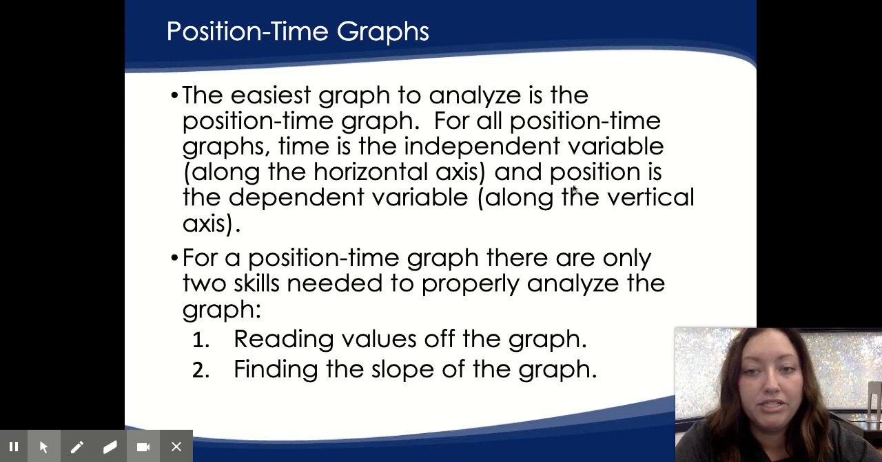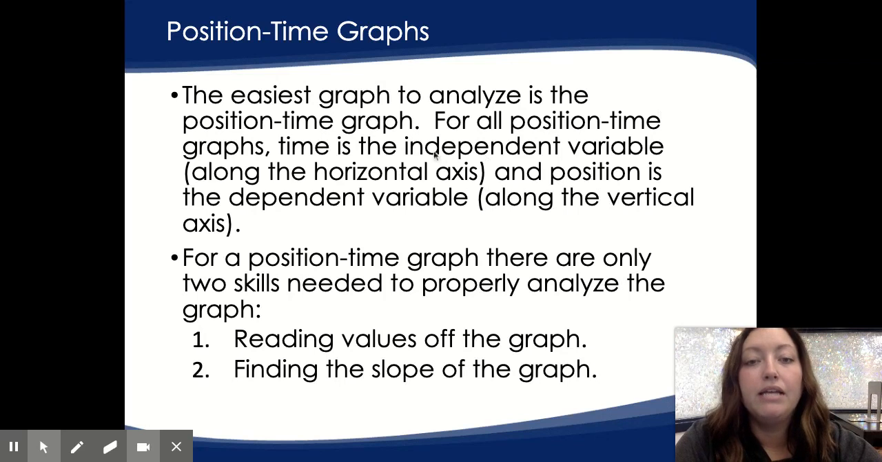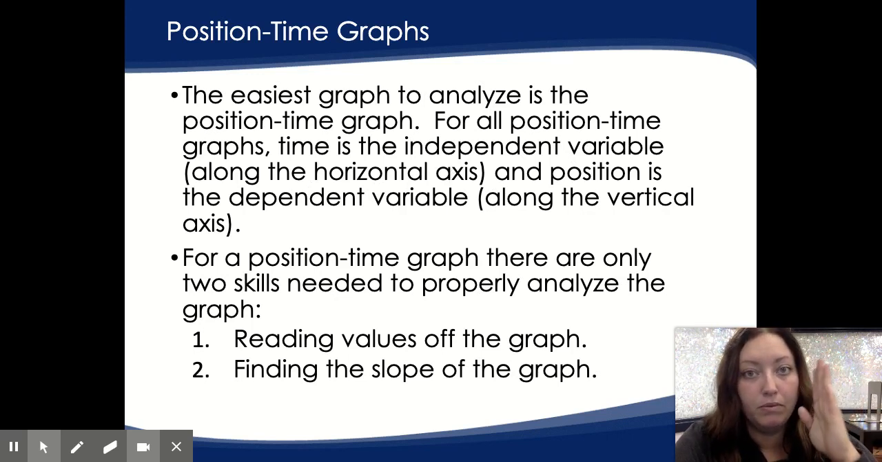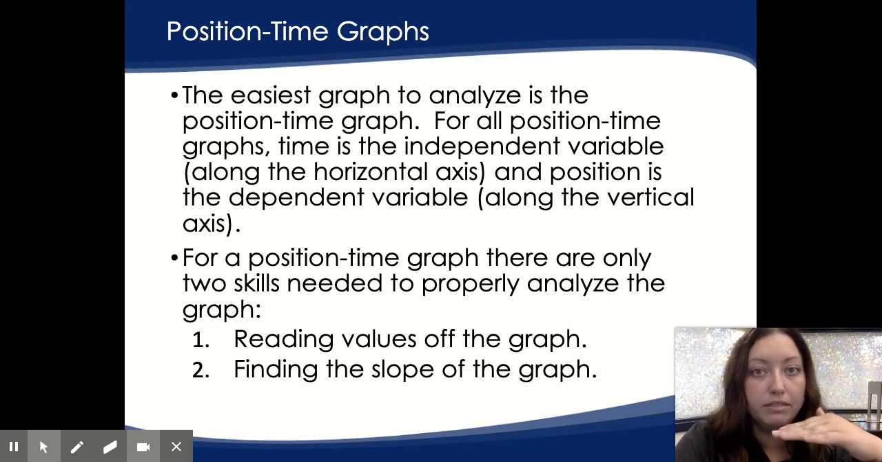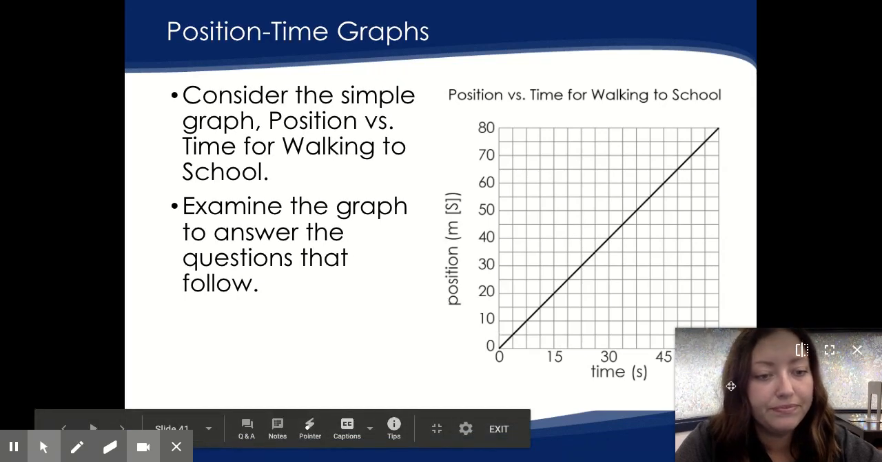For all position and time graphs, no matter how the question reads or the situation, time is going to be your independent variable, so your horizontal or x-axis, and position is always going to be your dependent variable on the y-axis. So position is always up and down, time is always lengthwise. Really they're not hard to analyze. The only thing you really need to know is how to find the slope of a graph, which I'm sure you know.